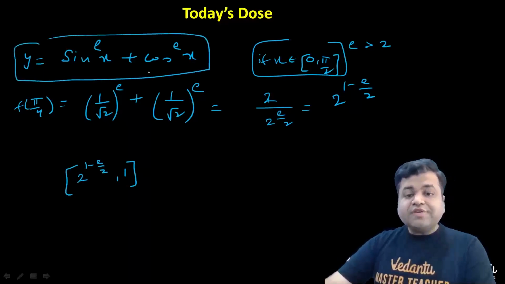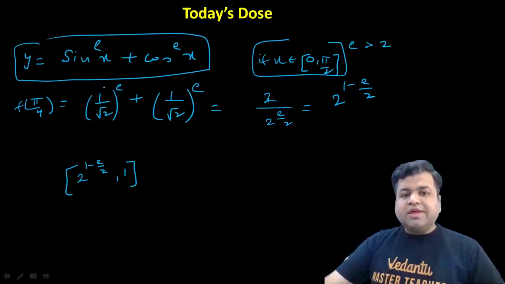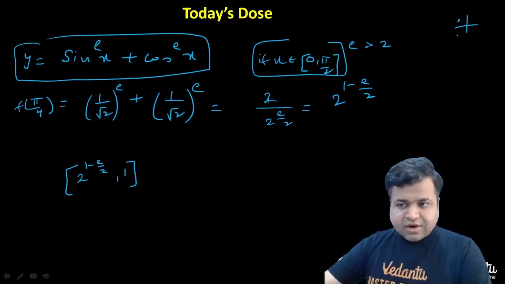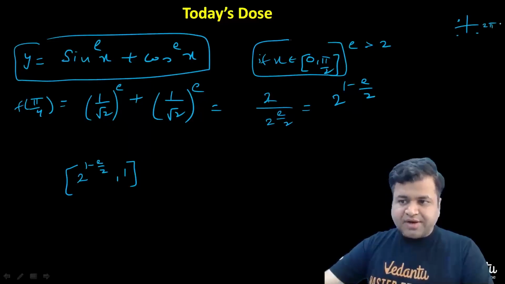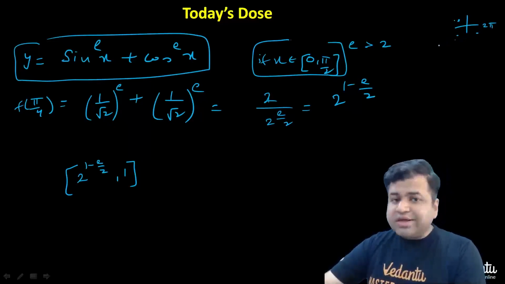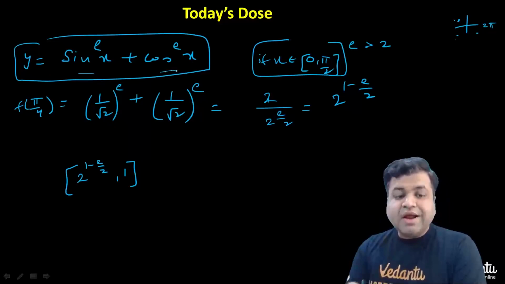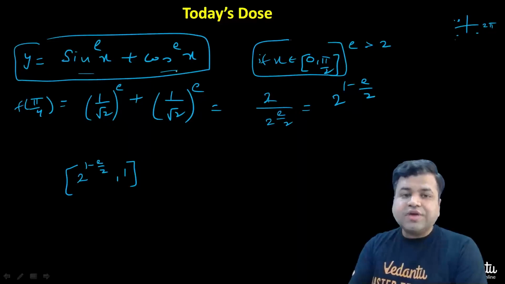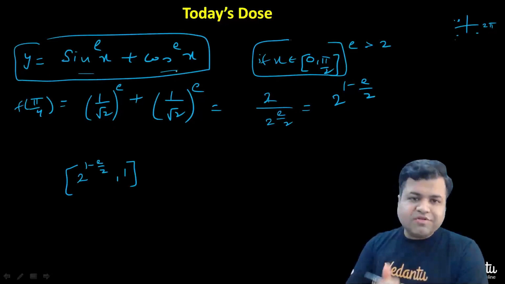But what happens if x is greater than pi by 2? Then basically we are talking about the second quadrant from pi by 2 to pi, the third quadrant from pi to 3 pi by 2, and the fourth quadrant from 3 pi by 2 to 2 pi. In any of these second, third, or fourth quadrants, either sin x or cos x or both, at least one of them will be negative. And negative raised to power irrational number is not real. So we cannot consider those values when x belongs to the second, third, or fourth quadrant. Then y will be imaginary.